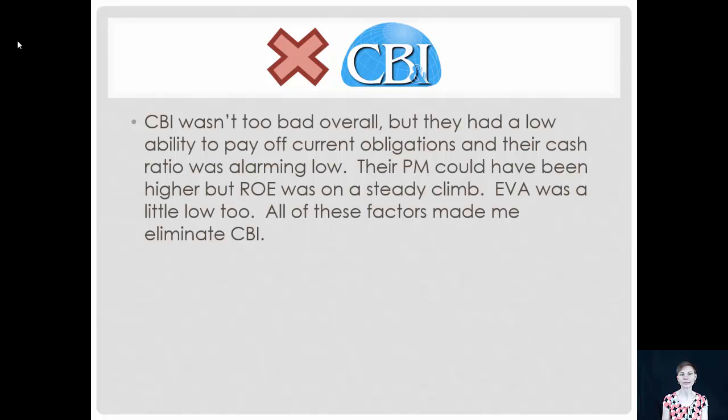And I want them to be liquid to a degree where if something were to happen, I'm not going to be affected as badly as if they can't pay off their obligations or can't turn their assets into something liquid immediately. So that's why I really look for those values when I'm going through these companies. Their PM could have been a little higher, but their ROE was on a steady climb, and their EVA was a little low, and so all these factors made me eliminate CB&I.